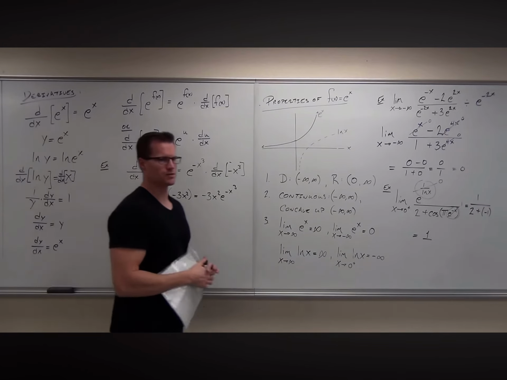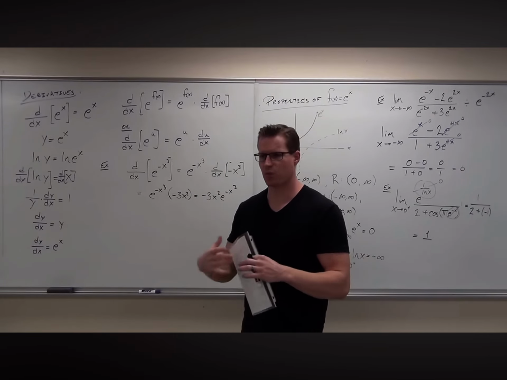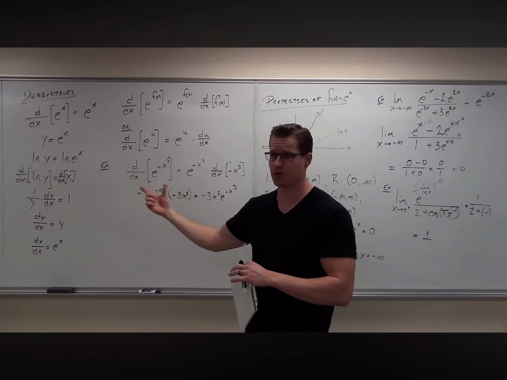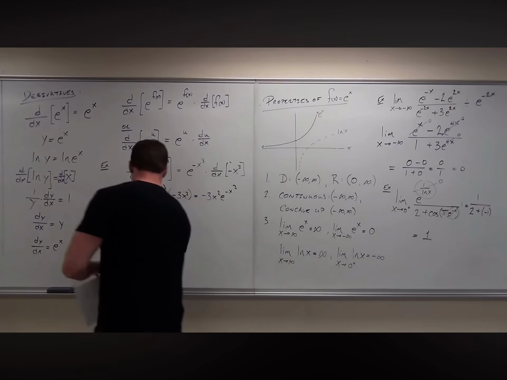Okay, I want a quick show of hands if you feel okay with that one. Good. Do you guys see how this is just one more thing that we have? It's still a chain rule, but it's just one more rule that we have for derivatives. E to the x, derivative of that is e to the x. Let's do that one.